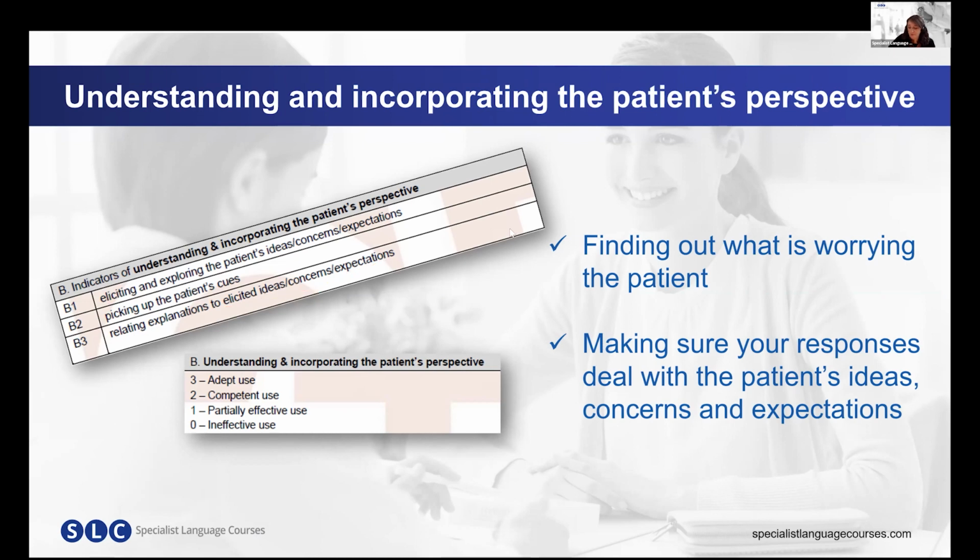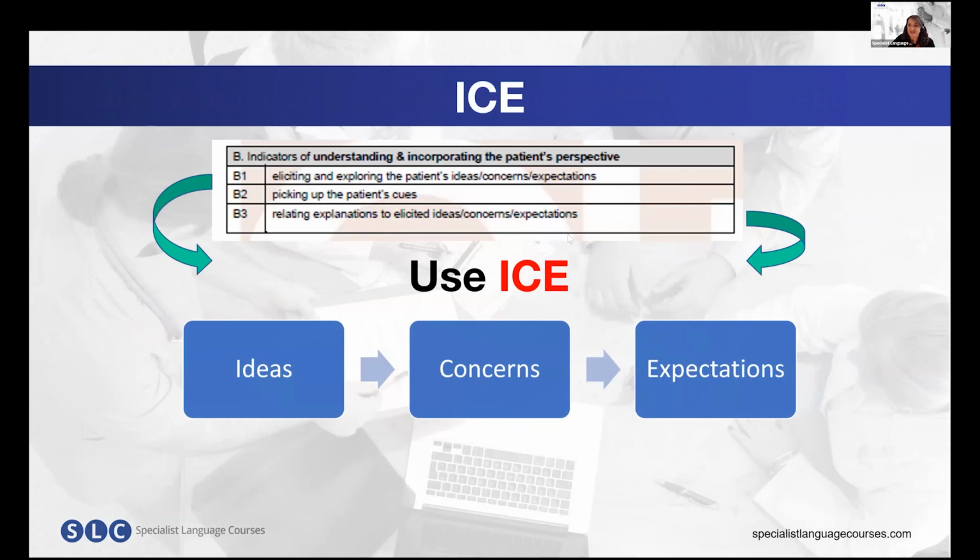Now, one way to help you remember this is by using ICE. So some of you may be familiar with this acronym. So always remember ICE. In order to demonstrate B, you need to explore and ask about the patient's ideas, the patient's concerns, and the patient's expectations. So perhaps in your checklist, when you create one, you can use the acronym ICE to help you remember.